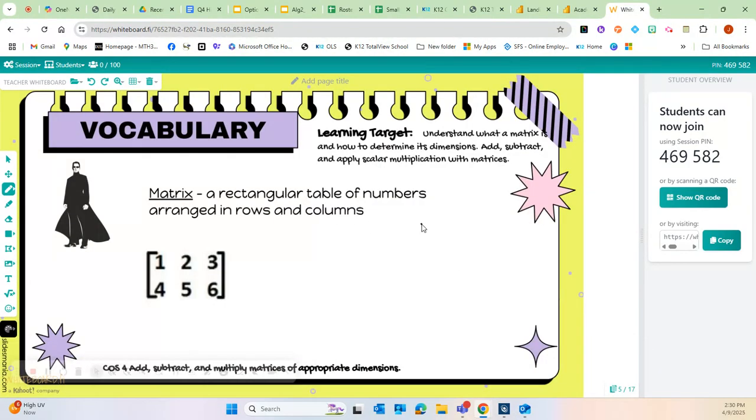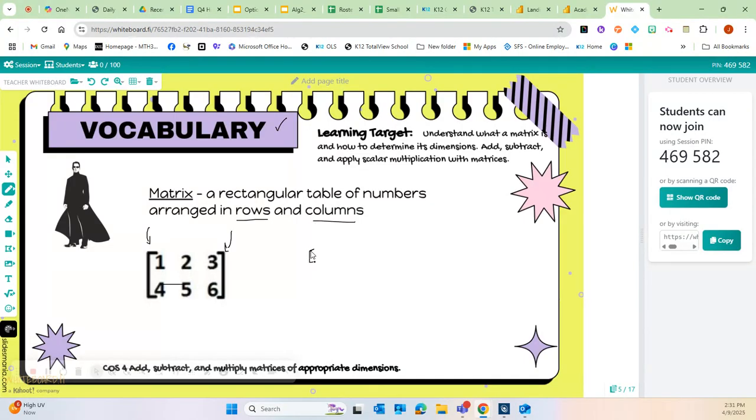A matrix by definition, so let's take a minute and talk about our vocabulary. We know vocabulary is very important. If we don't know what the word means and they're asking us to find it, that's going to make it pretty hard for us to answer the question. But a matrix is a rectangular table of numbers arranged in rows and columns. Most of the time a matrix is going to have brackets on the left and brackets on the right, and they're going to have rows and columns.